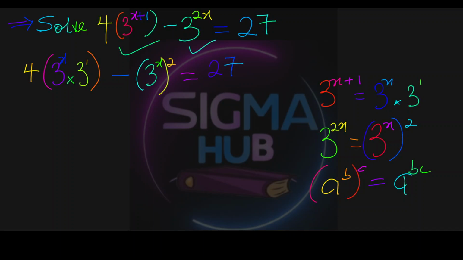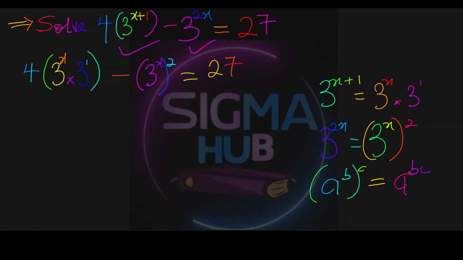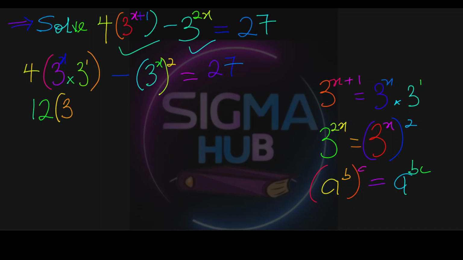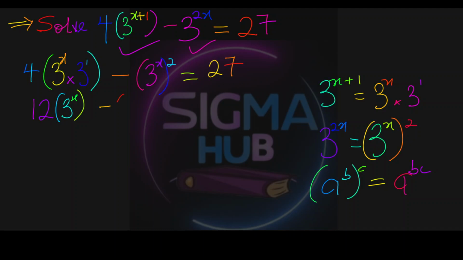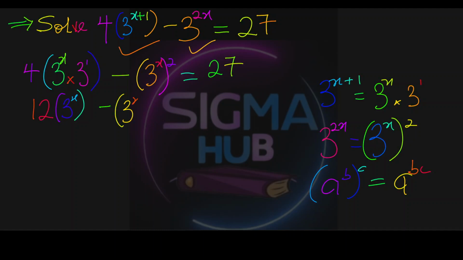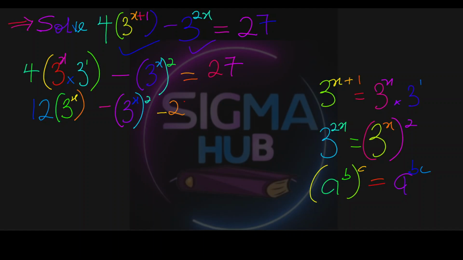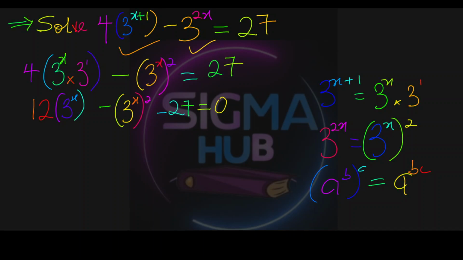So we are going to have 3 multiplying the 4 outside here. It becomes 12. So we have 12 into bracket 3 raised to the power of x, minus 3 raised to the power of x, close the bracket, squared. Then minus 27, everything equal to 0.